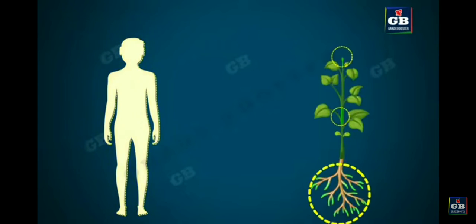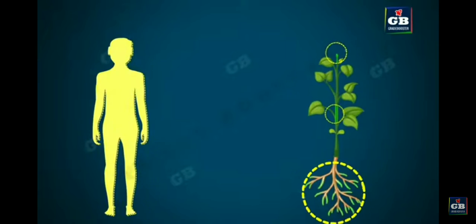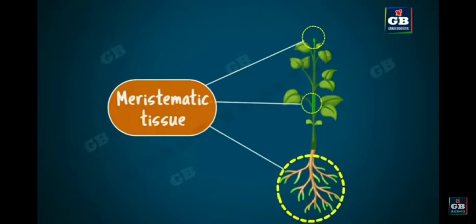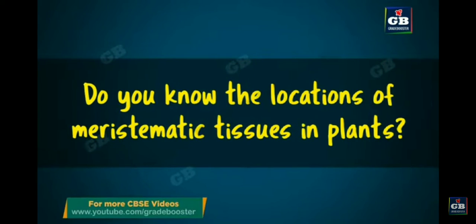In our body, growth is uniform. That means all parts of our body grow uniformly. But in plants, growth is observed only in certain regions. The reason for this is the tissues that are responsible for the growth in plants are located only in certain parts of the plant. This special tissue is called meristematic tissue. Do you know the locations of meristematic tissues in plants?